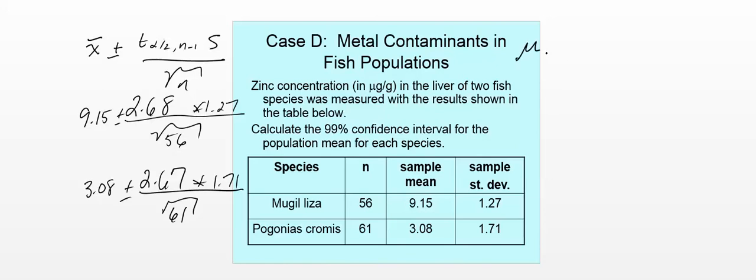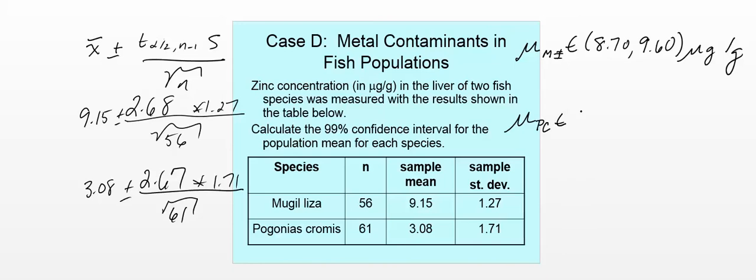mean confidence interval for the first species, that I'll just abbreviate with MI, lies somewhere in the interval of 8.70 to 9.60, and my units here were micrograms per gram. And for the second species, which I'll abbreviate with PC, that lies somewhere in the interval of 2.50 to 3.66 micrograms per gram. And that's the end of case D.